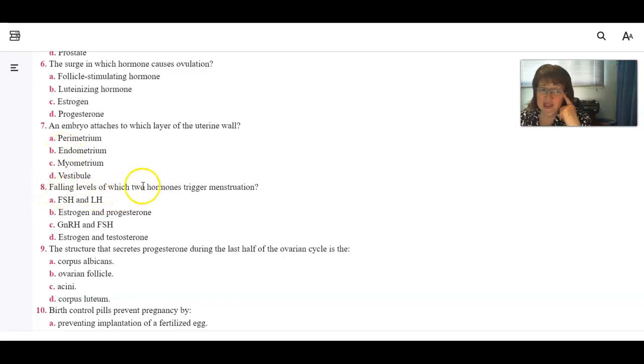Falling levels of what 2 hormones trigger menstruation? Notice we say menstruation, but there's actually an R in there, so it should technically be pronounced menstruation. The 2 levels that drop are estrogen and progesterone. The structure that secretes progesterone is the corpus luteum. Good.